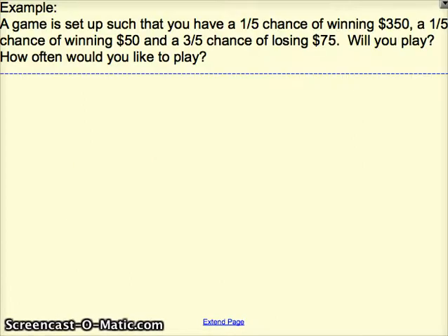Let's do another example here. I've got a game. Do you want to play? Expected value is useful in deciding whether game playing makes sense or not. You have a 1/5 chance of winning $350, a 1/5 chance of winning $50, and a 3/5 chance of losing $75. Will you play, and how often would you like to play? Pause me for a minute and come up with the expected value of this game.